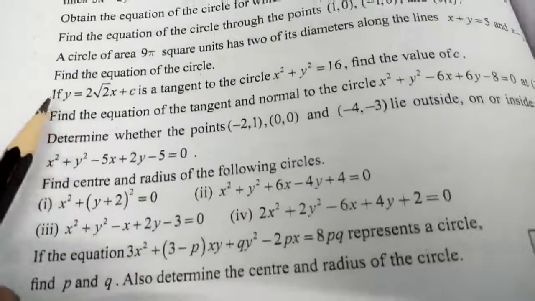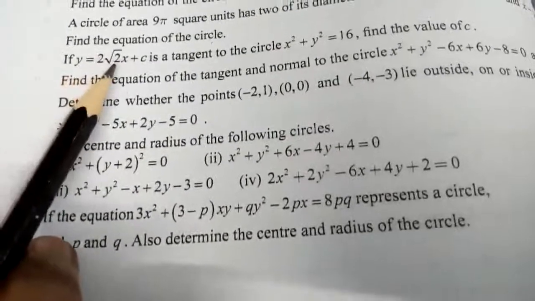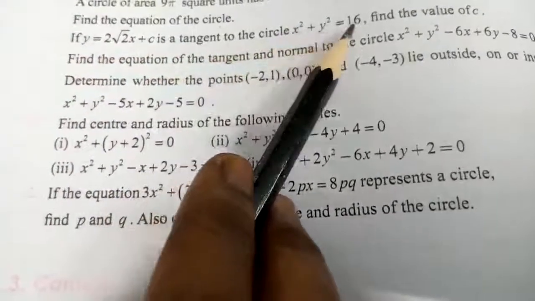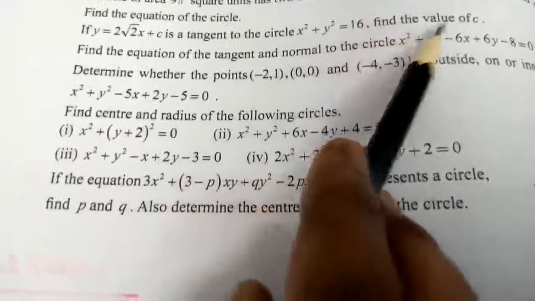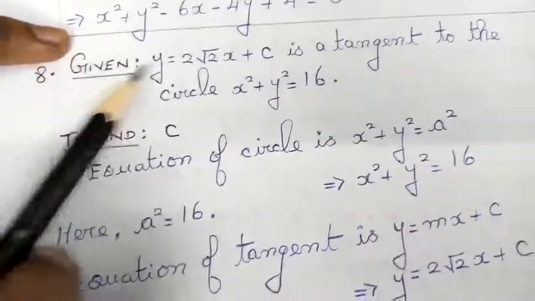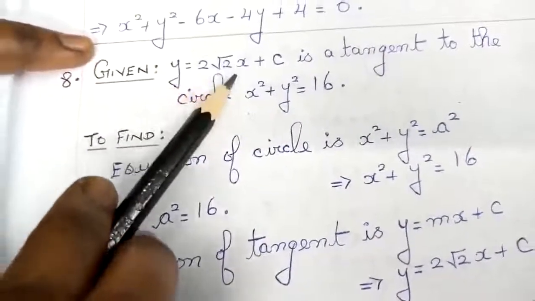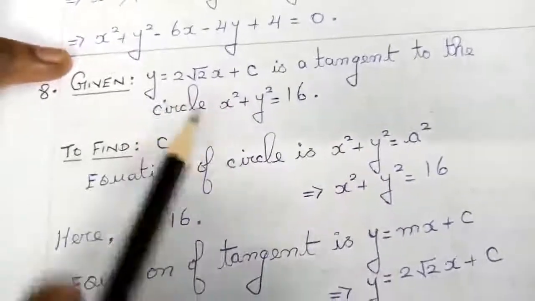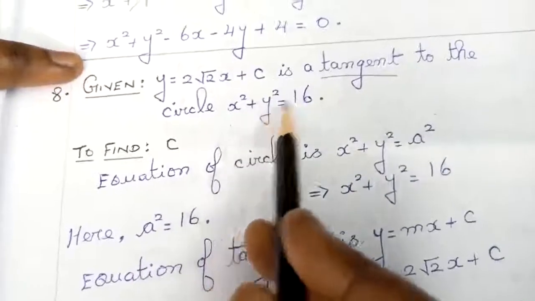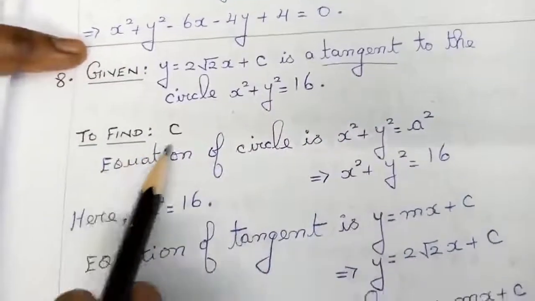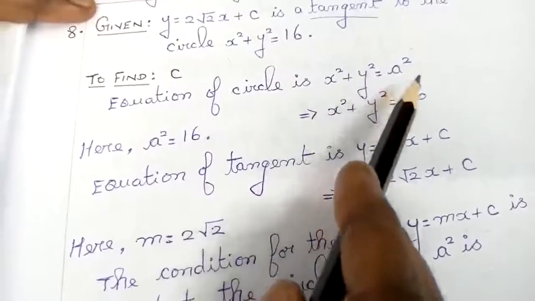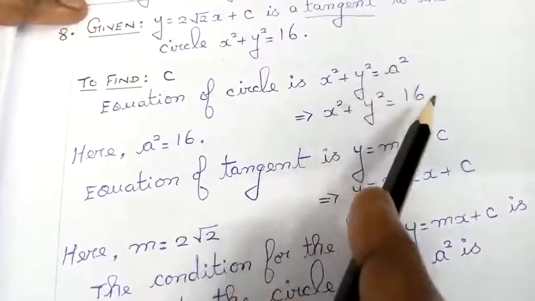Question number 8. If y equal to 2 root 2 x plus c is a tangent to the circle x square plus y square equal to 16, they are asking you to find the value of c. Just see the word here, students: they have given y equal to 2 root 2 x plus c as a tangent to the circle x square plus y square equal to 16. I am going to find c. So, the equation of the circle is x square plus y square equal to a square. In place of a square, I am going to give the value as 16.